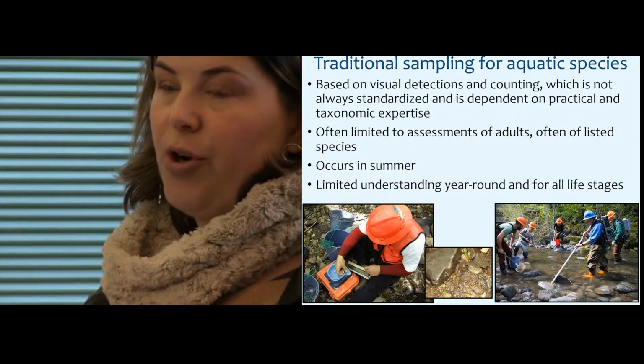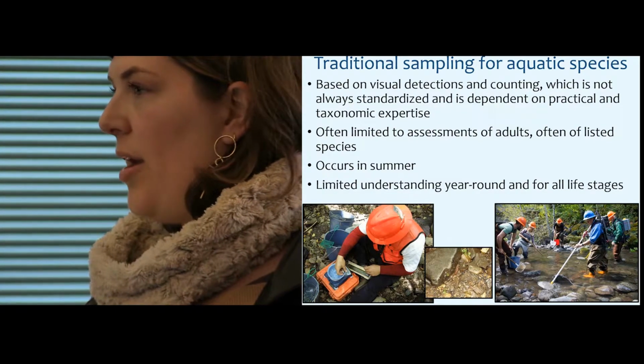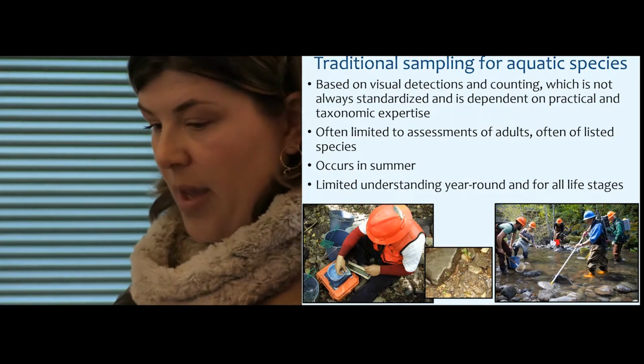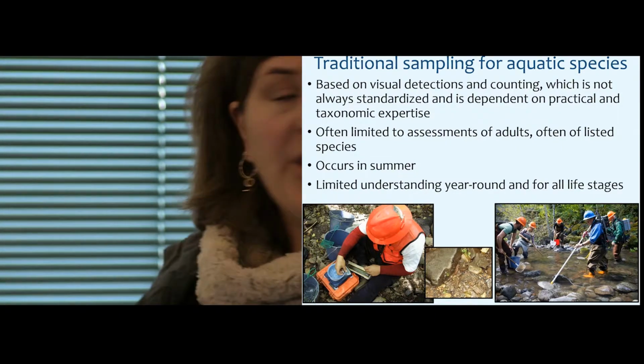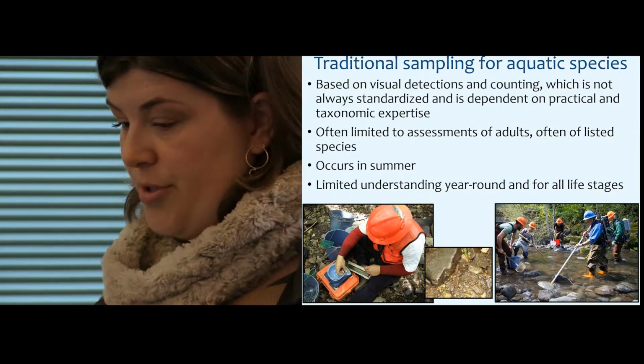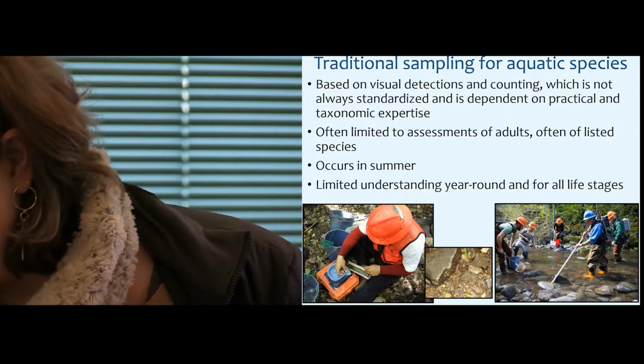Sampling generally has occurred in summer due to safety issues and our inability to access a lot of our aquatic environments at different times of the year. And so because of this, we've had a limited understanding of our year-round biodiversity in our streams, as well as for different life stages of our aquatic critters.